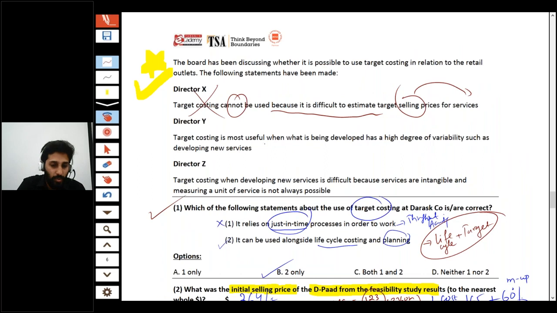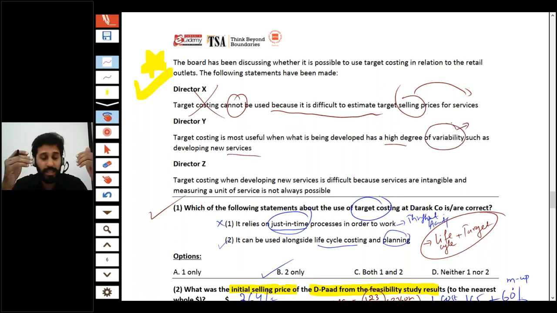The target costing is most useful when the product is being developed and has a high degree of variability in services. Not at all. You know, services can be changed. There is no consistency in the performance criteria. The services may not be standard all the time, right? So change of new services. So he's saying that target costing is useful in the changing. No, it is useful when the product is at stable condition. It's talking about changing.